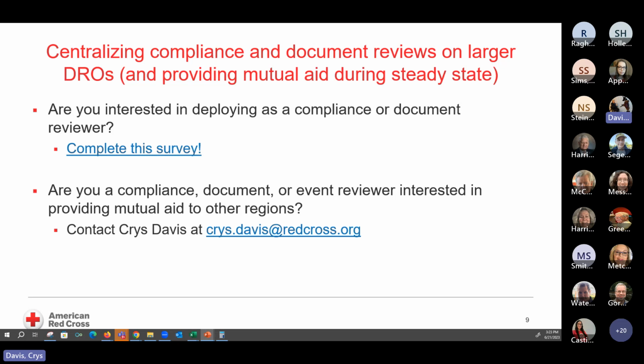If you are interested in providing mutual aid to other regions, we have a couple of regions who have recently lost their compliance and document and event review folks who have had a little bit of a capacity struggle. So if you are interested in providing that kind of mutual aid, please let me know. I'm happy to work with you and help you work with your region and the other regions to maybe get you connected there. So I have some opportunities there for some additional work if you are interested in doing that. Any questions there?